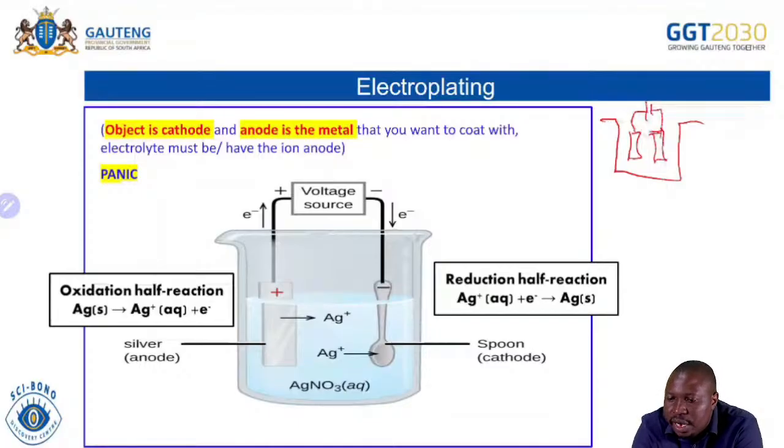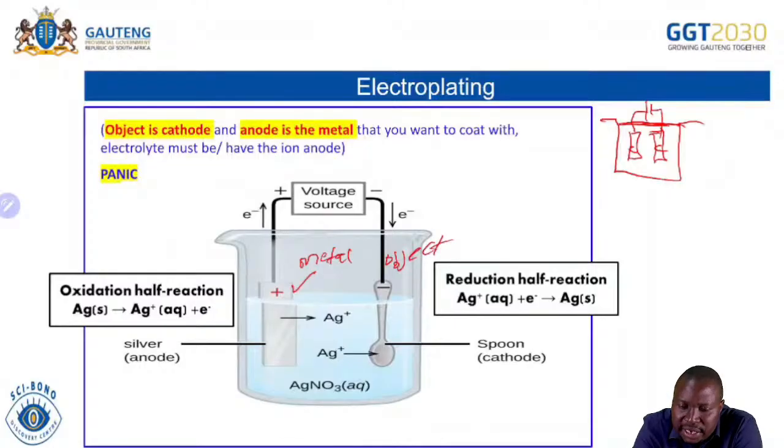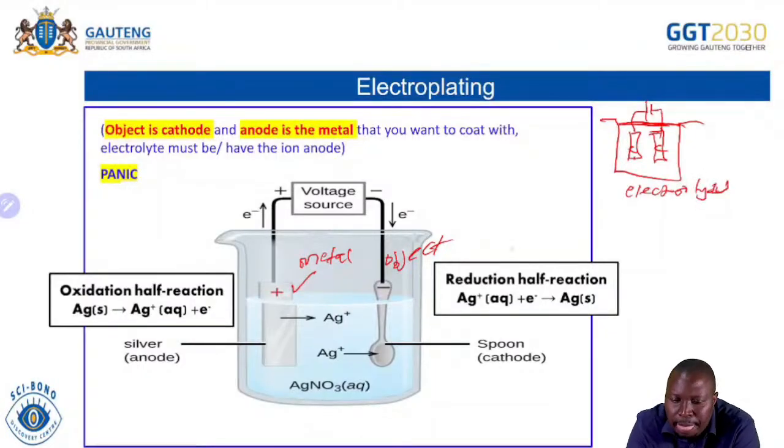That was electrolysis of copper chloride, because it was a carbon and a carbon. But in this case, you can see we're having silver, which is the metal, and an object. Immediately when you have a silver and an object, or two different metals, for example, you will know that your electrodes are different. In this case, it's carbon and carbon. You know it's electrolysis.